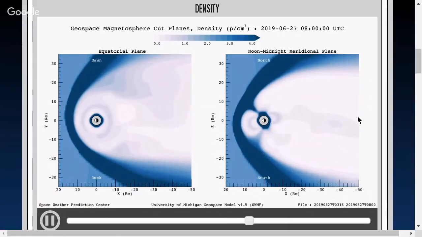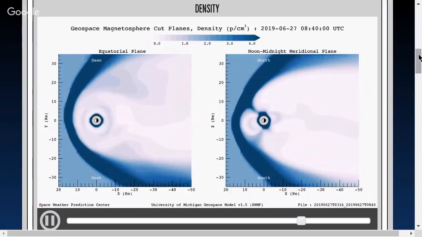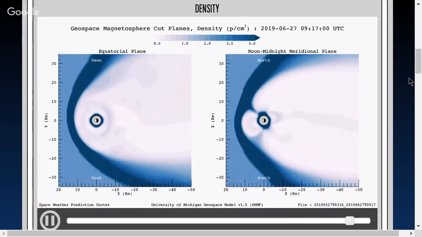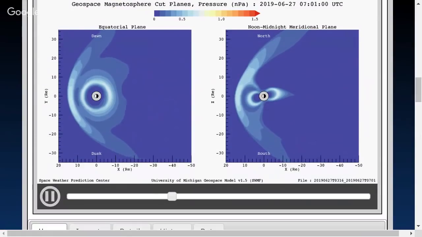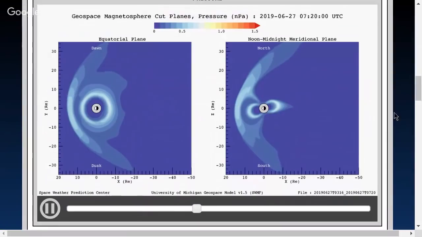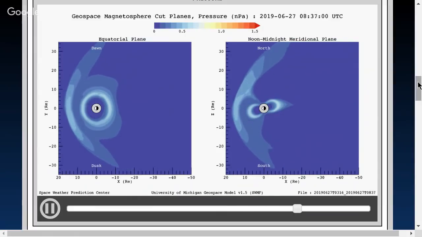Anyway, we see a very low solar wind density, and that's what you see coming in from the left there. Low density is shown in lighter colors, high density shown in darker colors. We're also going to look at the pressure, seen here, which is very low as you would expect. Let that play through. And we'll look at the ground geospace magnetic perturbations right after this.